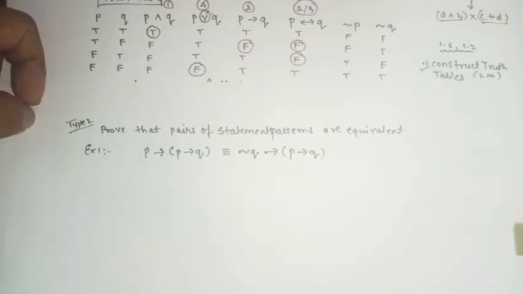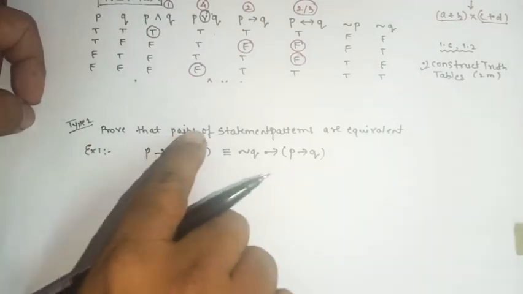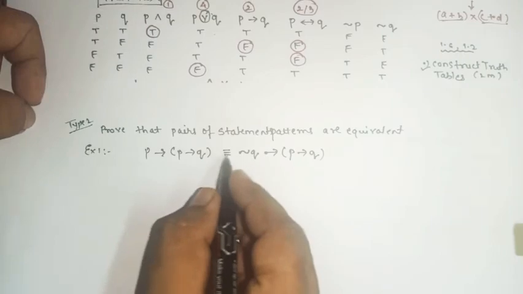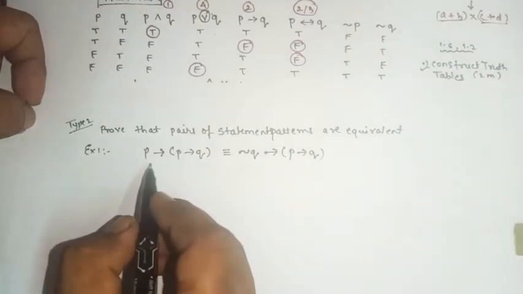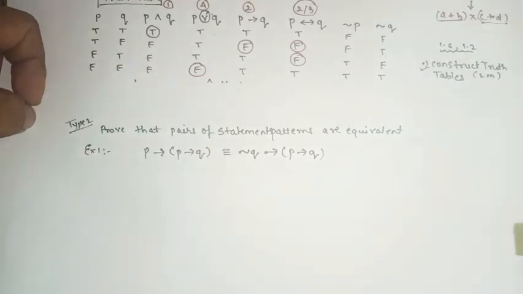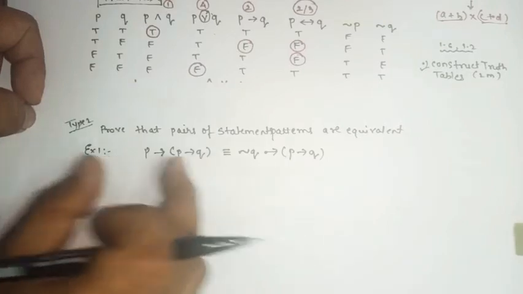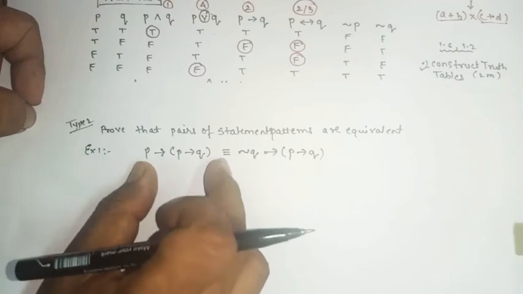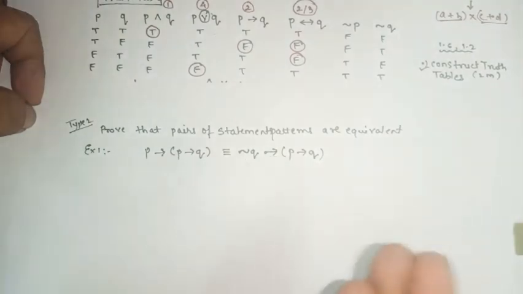Okay, so now we'll move on to the next type, that is type number 2. We'll see how to prove that pairs of the statement patterns are equivalent. That means equal. So this symbol stands for equivalence. We'll consider this as the left hand side and this side as the right hand side. For this sum there are two methods. Solve this part separately and this part separately, and then give the patterns as 1 and 2, and then from 1 and 2 we can say that both are equal.